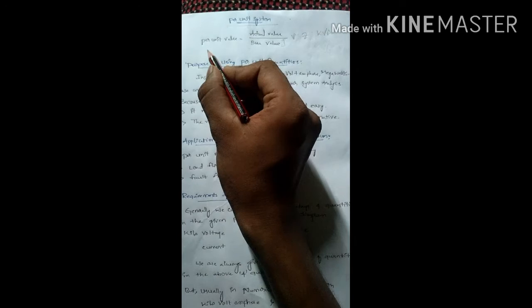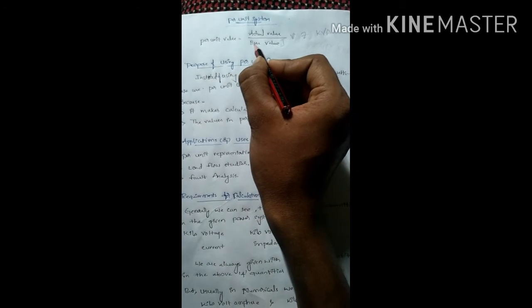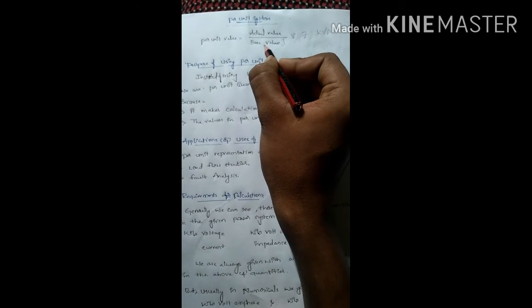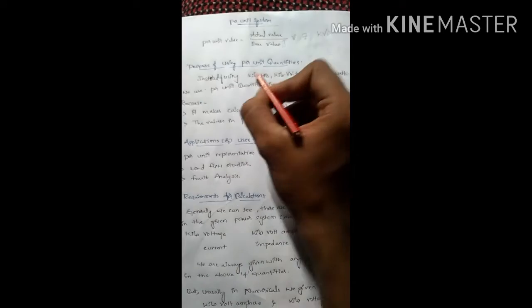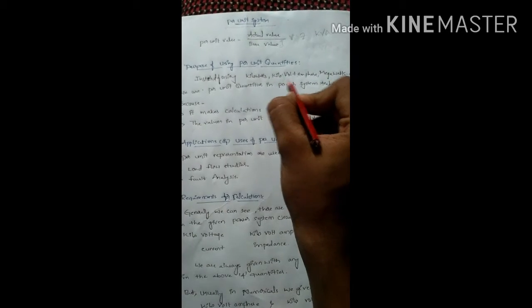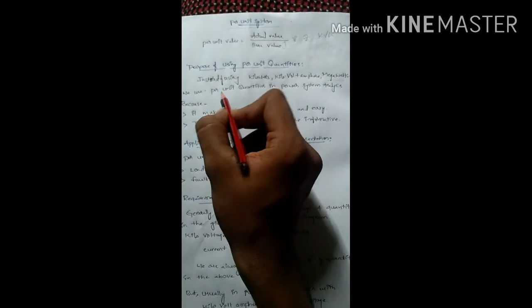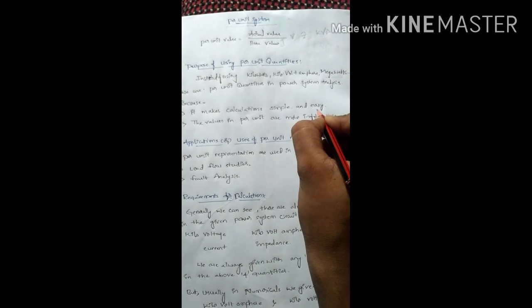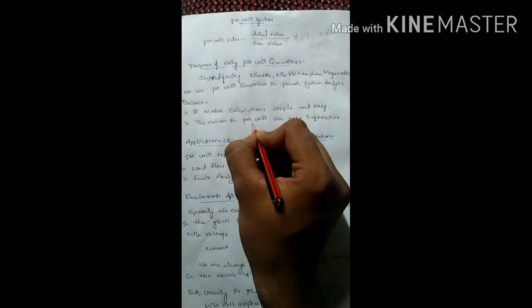Then what is per unit value? The per unit value is nothing but the ratio of actual value to the base value. Why do we use these per unit quantities? Instead of using kilowatts, kilovolt ampere, megawatts, megavolt ampere, we use per unit quantities in power system analysis because it makes the calculation simple and easy. The values in per unit are more informative.